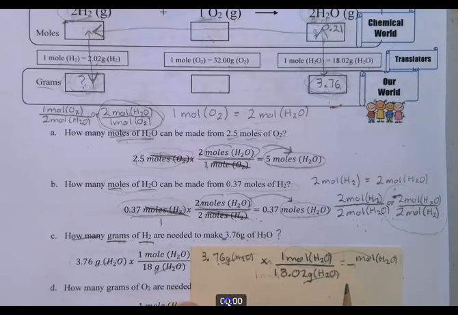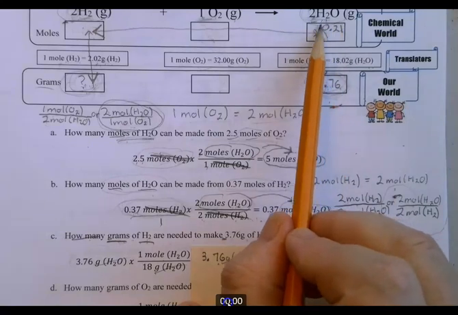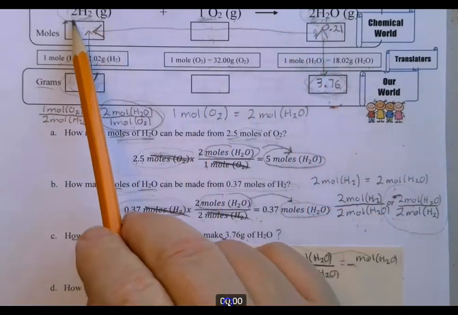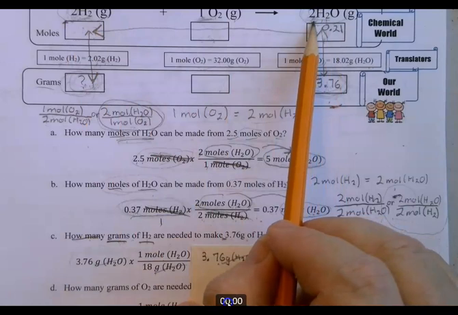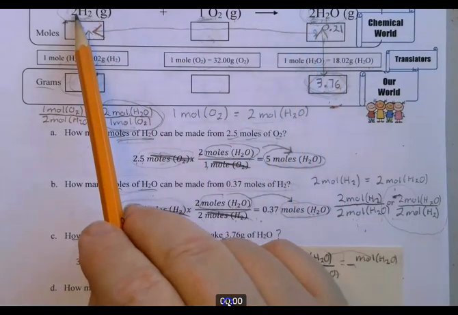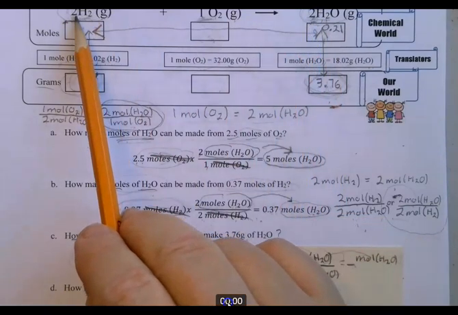So next conversion we have is from moles of H2O to moles of H2. And we already did this one. We saw that for every 2 moles of H2O, we have 2 moles of H2.